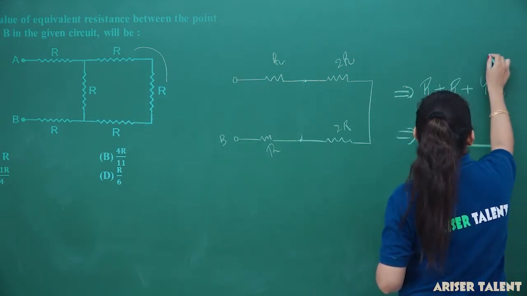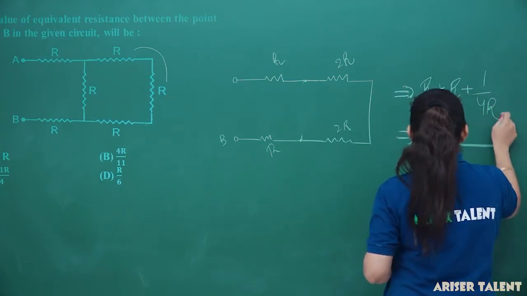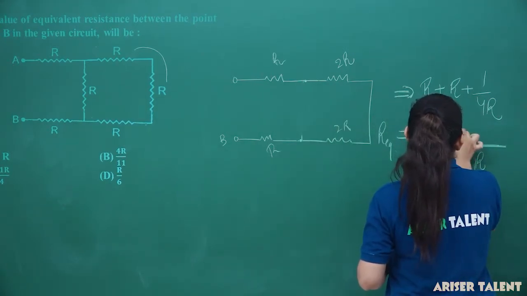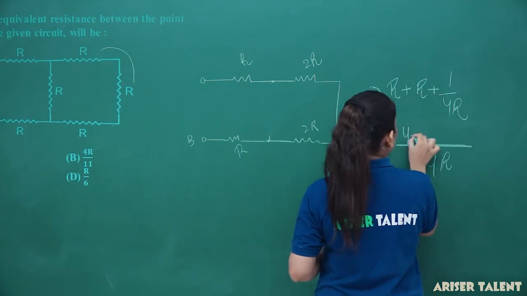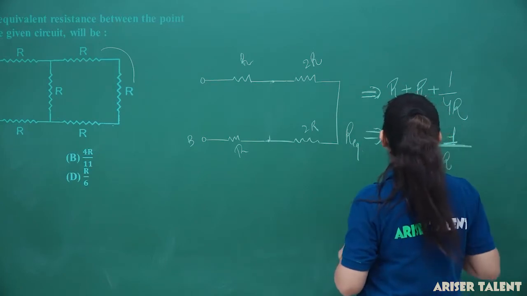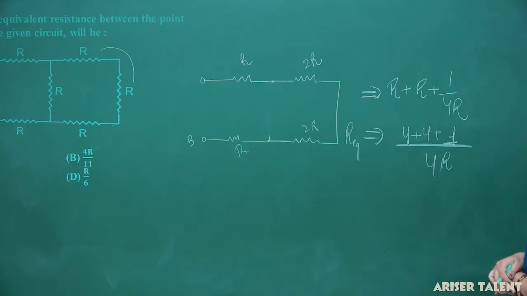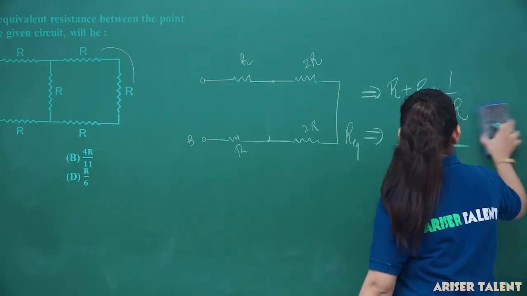Now, it will be equal to 1 upon 4R. So R equivalent can be calculated as 4R, 4 plus 4 plus 1, because the LCM will be 4 here and we have the two resistances that are again connected in parallel. So we can also assume these resistances will be 4 plus 4 plus 1, and what I am getting here is 9 upon 4. Wait, this is wrong.